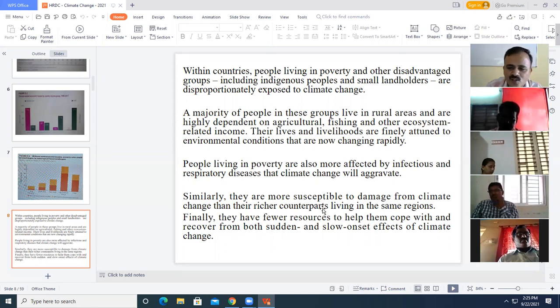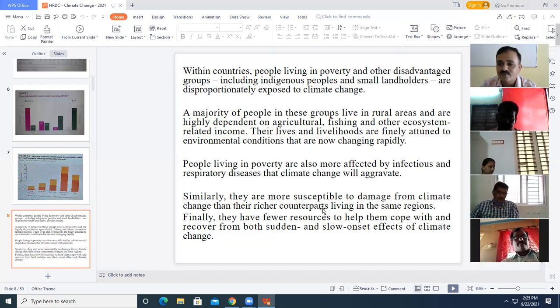The people living in poverty are also more affected by infectious and respiratory diseases that climate change will aggravate. So climate change not only impacts income and the agriculture sector, it also impacts health-related aspects, as we noted earlier. Similarly, they are more susceptible to damage from climate change than their richer counterparts living in the same region. The poor people are more vulnerable. And finally, they have fewer resources to help them cope with and recover from both the sudden and slow onset effects of climate change.